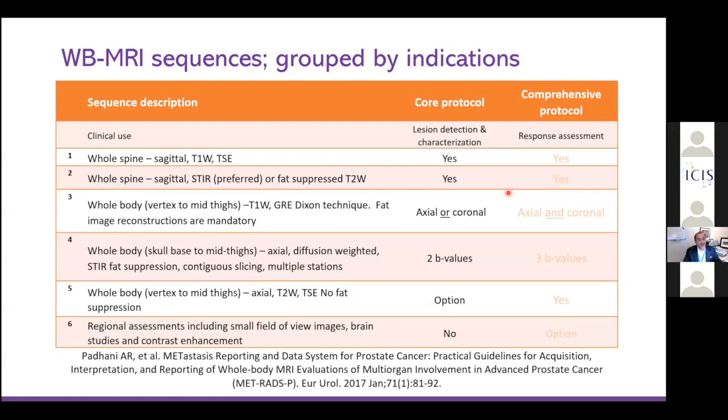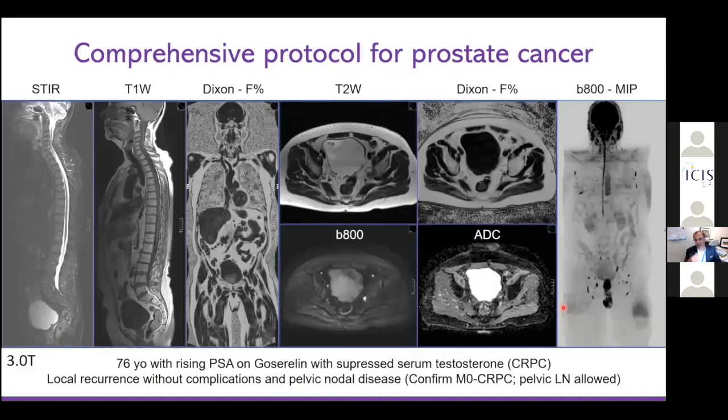And there is a core protocol, but more often we would use a comprehensive protocol. So the core protocol plus something else. So what is this plus business? Well, you can see that the Dixon images are done in the axial and coronal planes. There's an extra B value. T2 images are often performed, and we may do other areas.